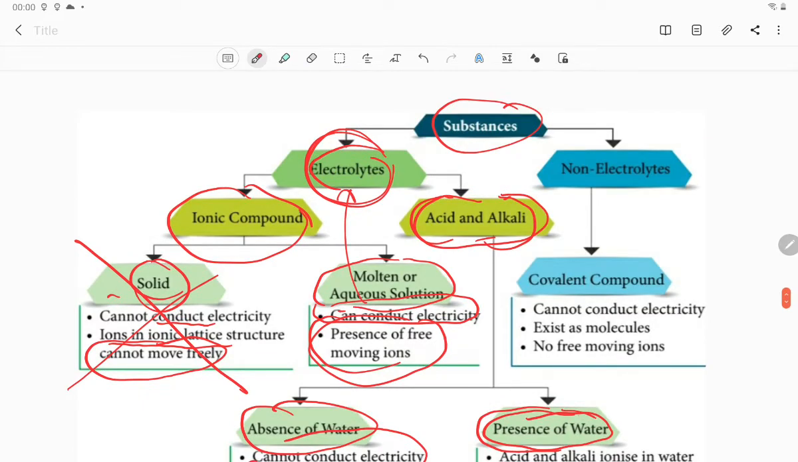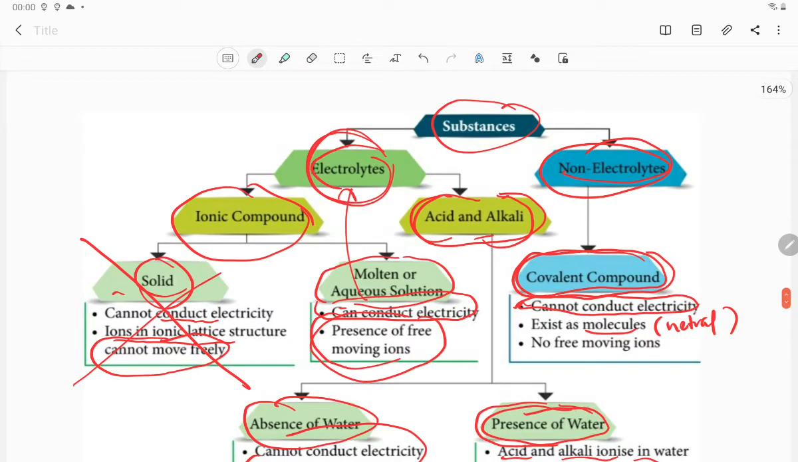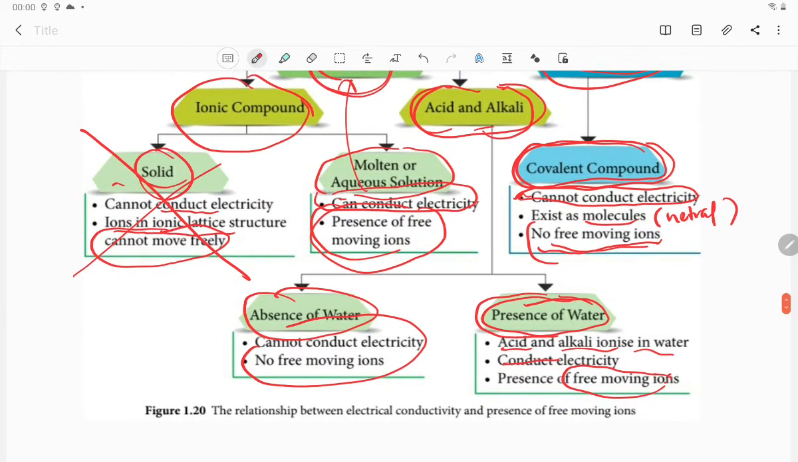And then we have non-electrolytes. Non-electrolytes are covalent compounds. They cannot conduct electricity because they exist as molecules that are neutral, and neutral molecules cannot conduct electricity. To be specific, there are no free moving ions. So in absence of water, acid and alkali cannot conduct electricity. Covalent compound also cannot conduct electricity.